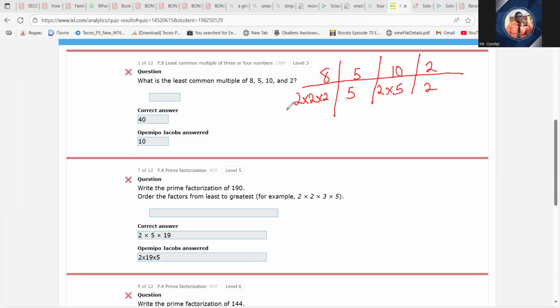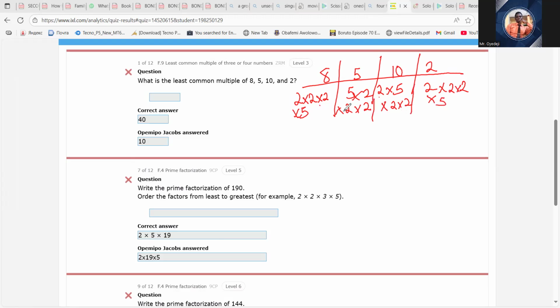Now we need to make sure that we have the same factors everywhere. The 2 here is missing a 5, so we add times 5. That's the only thing missing. The 2 here is already on this side also, and the 2 in 2 times 5 is already here. So we need to bring the same thing to the other side. What the 8 is missing is times 5. The 5 is missing times 2, times 2, times 2. The 10 is missing times 2, times 2. The 2 is missing times 2, times 2, times 5.